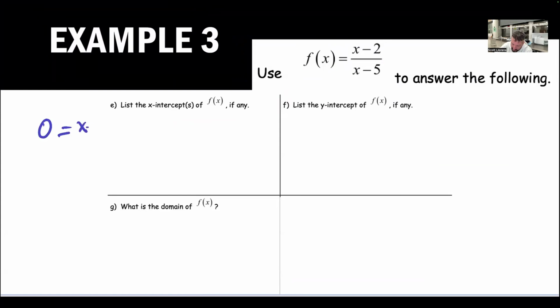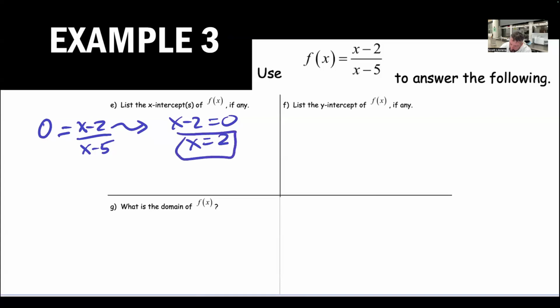We get 0 equals x minus 2 over x minus 5. Now, you might think you need to cross multiply, but we don't even need to go that far. The only way this whole thing is going to be 0 is if the top is 0. If the bottom were 0, we'd have a domain restriction, so we don't want that. So we're going to let the top equal 0, and that gives us x equals 2. So if 2 went in, then the top would be 0, which would make 0 divided by something else, which would be 0. So when 2 goes in, we get that 0 back, so our x-intercept is (2, 0).